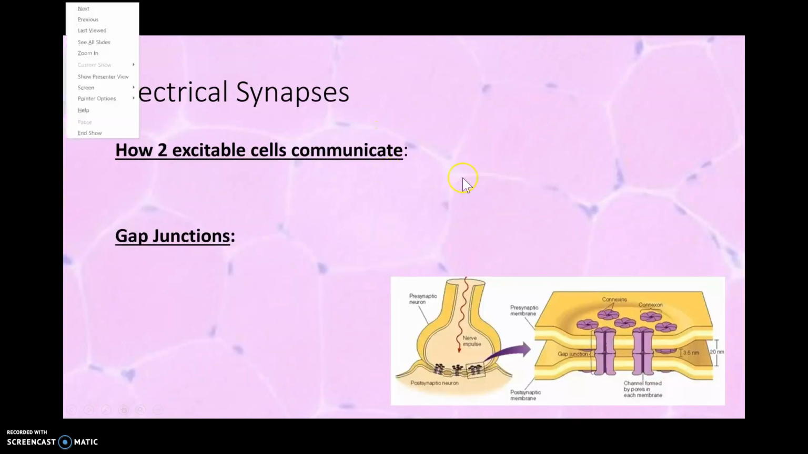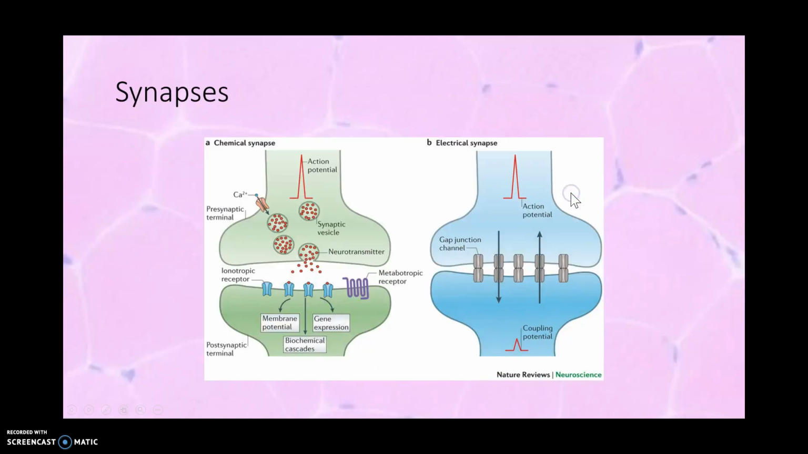Electrical synapses are over here. This is where two excitable cells communicate with each other by a direct passage of a current from one cell to the other. When cells communicate this way, they do so via gap junctions. This is a gap junction channel right here.